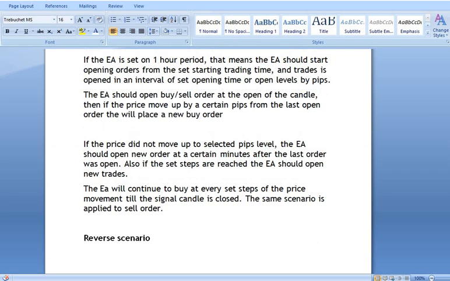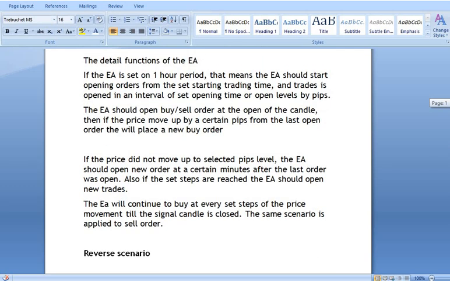Let's go back to the paragraphs. Let me locate it. This is what I mean. If the price did not move up to the selected pips level, the EA should open a new order at a certain minute after the last order was opened. Also, if the set steps are reached, the EA should open new trades.